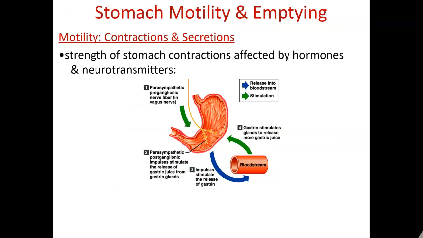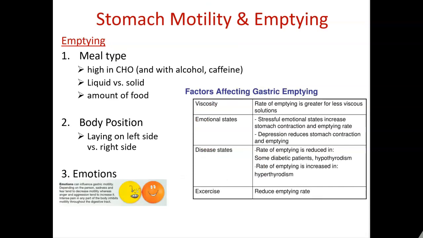So motility is contractions and secretions, and we've touched on this already, but we know that the strength of contraction is affected by hormones. So we know gastrin, definitely, right? And neurotransmitters. We're looking at acetylcholine when we're looking at the parasympathetic. So those will always increase the motility. We also know that some other things affect our stomach. And so one thing is, basically, what did you eat?